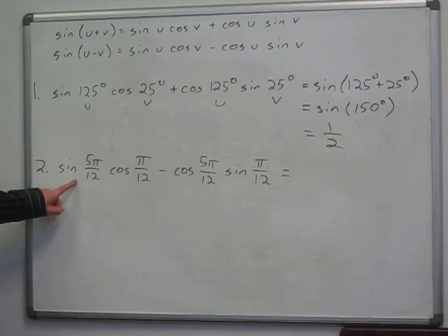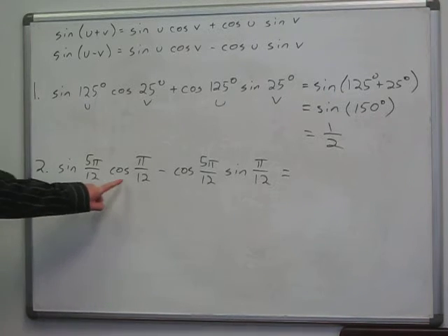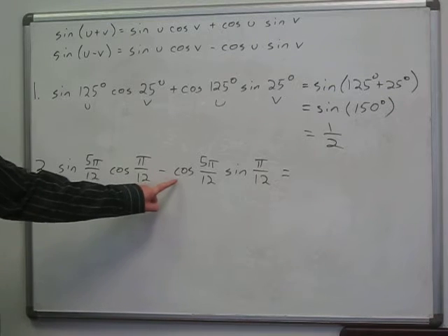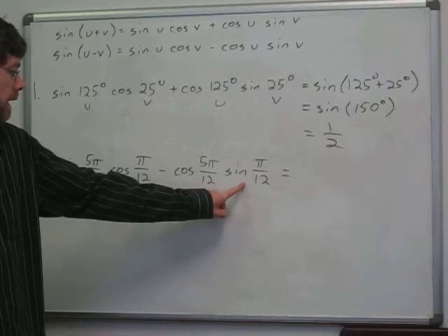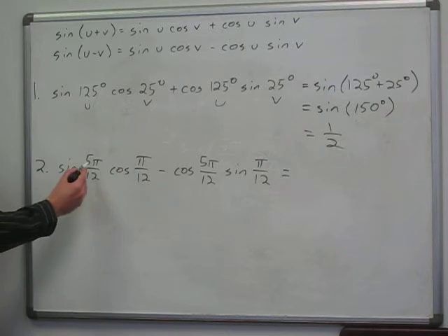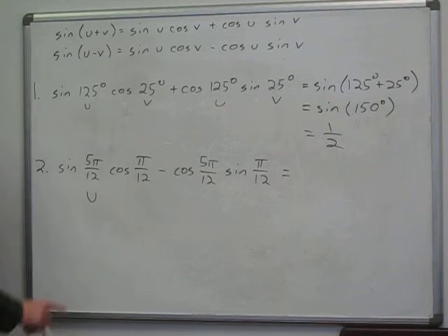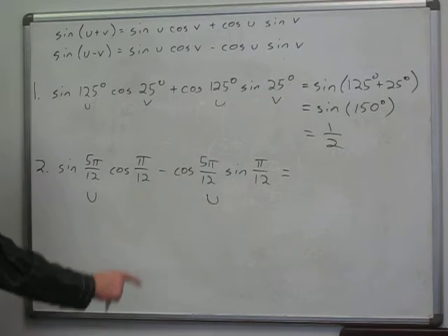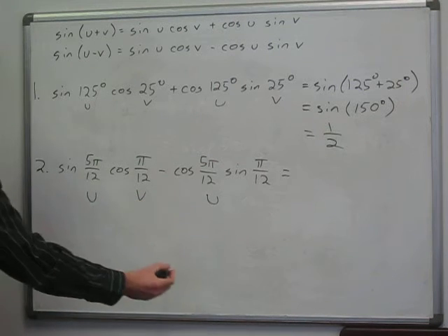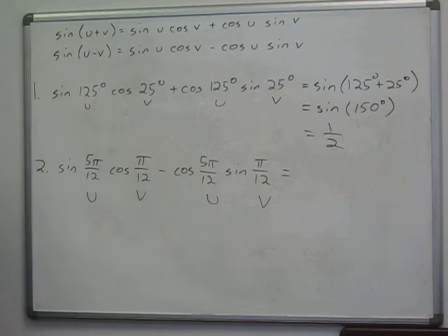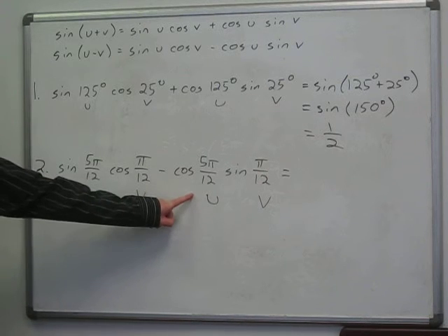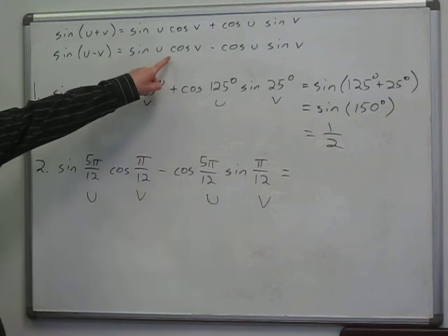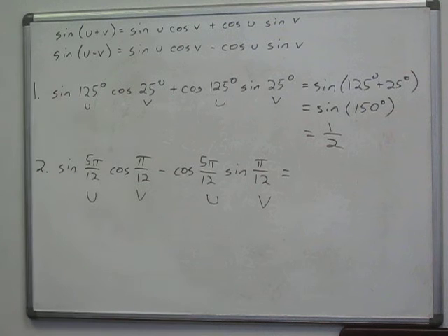Number two, sine of 5 pi over 12 cosine pi over 12 minus cosine 5 pi over 12 sine pi over 12. So if 5 pi over 12 is my u, it shows up here and here. If pi over 12 is the v, it shows up there and there. So I have sine u cosine v minus cosine u sine v. That's exactly the difference formula for the sine, right?